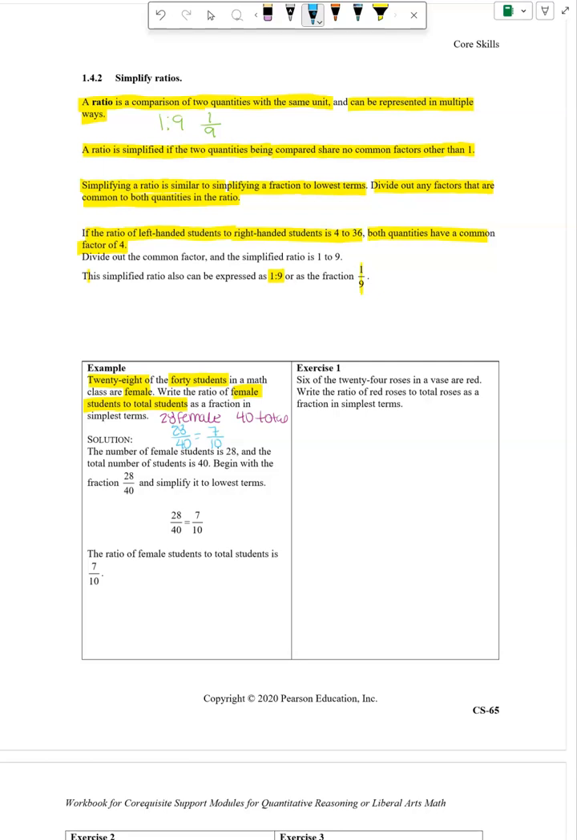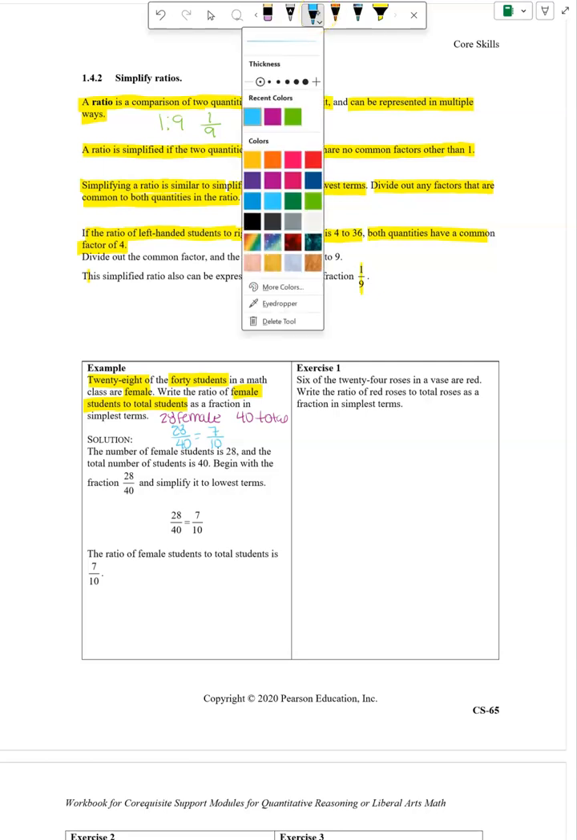Sometimes when you first start simplifying, you can see that you don't get your most simplified answer. So I'm going to do this next one in a way that you will not get your most simplified answer, just to show you how to handle it if that happens to you, okay?